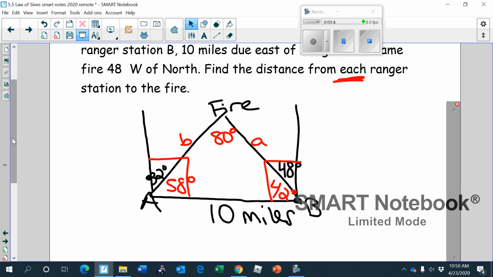But now that it's set up, let's use what we know. Again, we know that these are 90-degree angles. I put that in there for you, the 90-degree angles. So you can find all the angles of the triangle. It says find the distance from each ranger station.